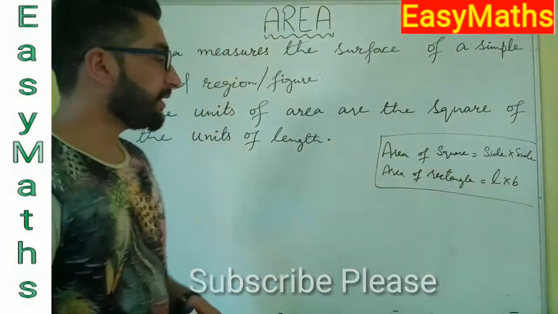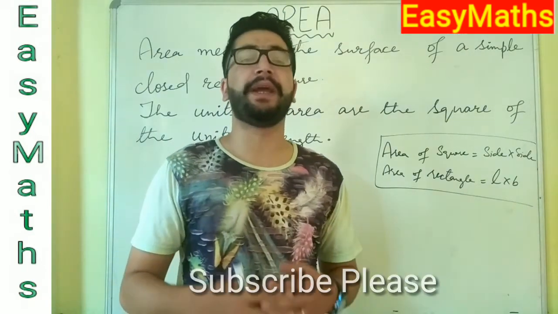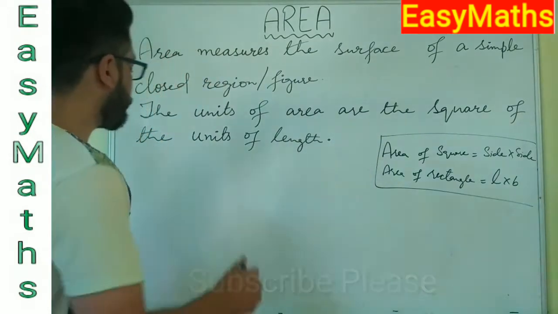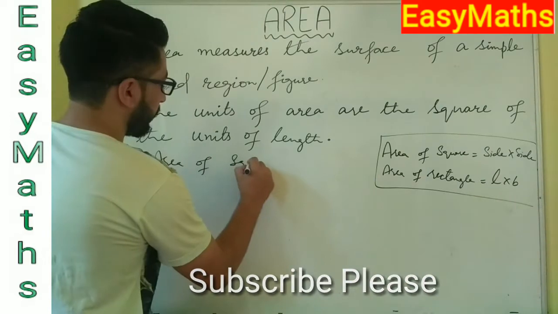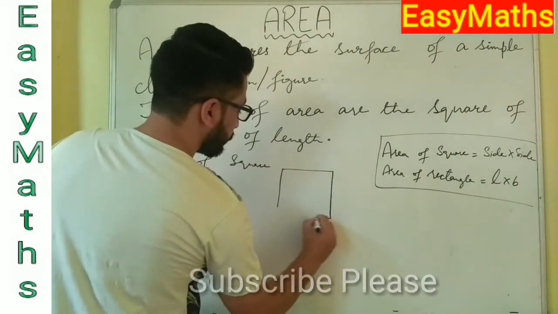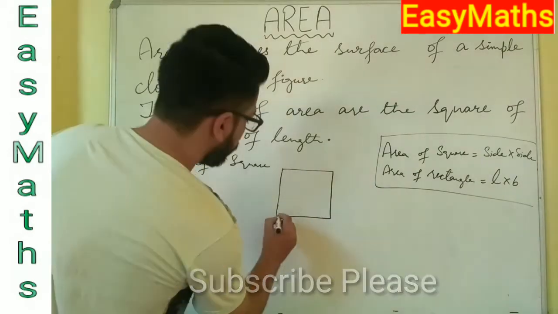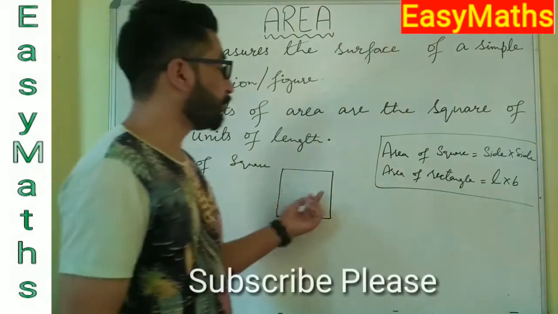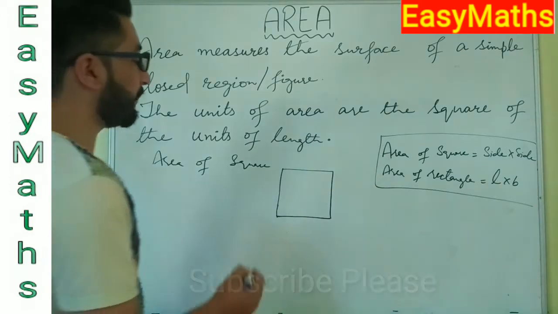So students, there are a few shapes which are irregular shapes. How do we find the area of those figures? I will show you them later. Firstly, I will show you the area of a square. How do we find the area of a square? In finding the area of any figure, we have two methods. Firstly, I am going to show you the method of the formula, that is side multiplied by side.